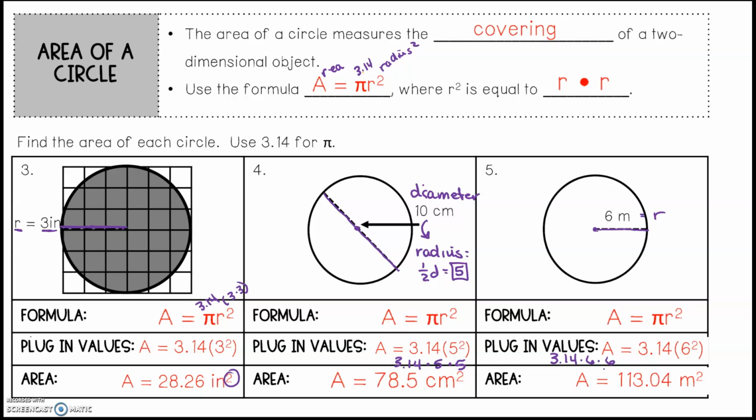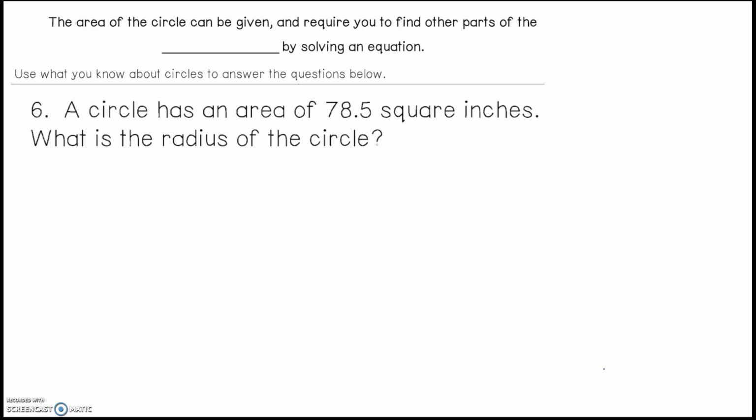Okay, so in 6, 7, 8, and 9, these are example problems. We're going to be not only finding the area, but we may be finding the radius. So we can still use the area of the circle, and we may have to find the other parts of the formula by solving an equation.